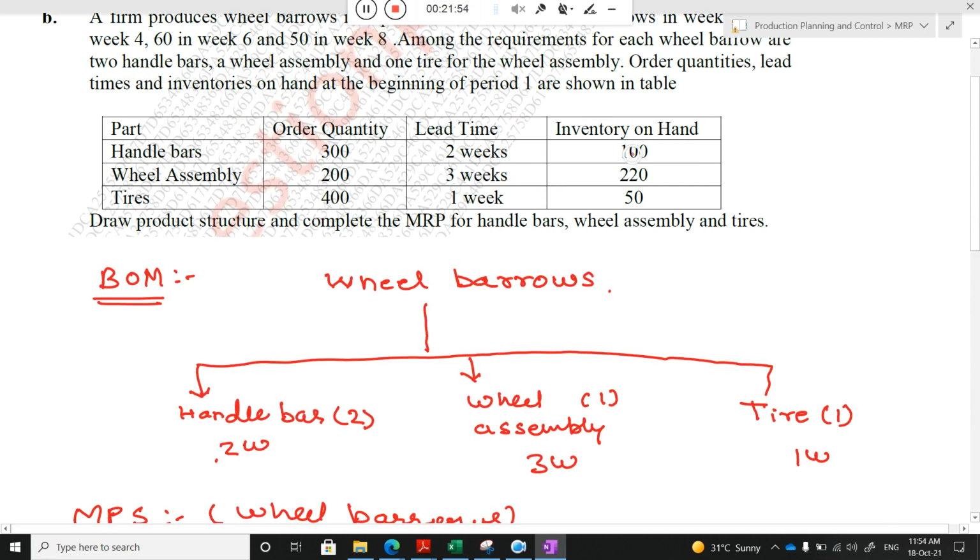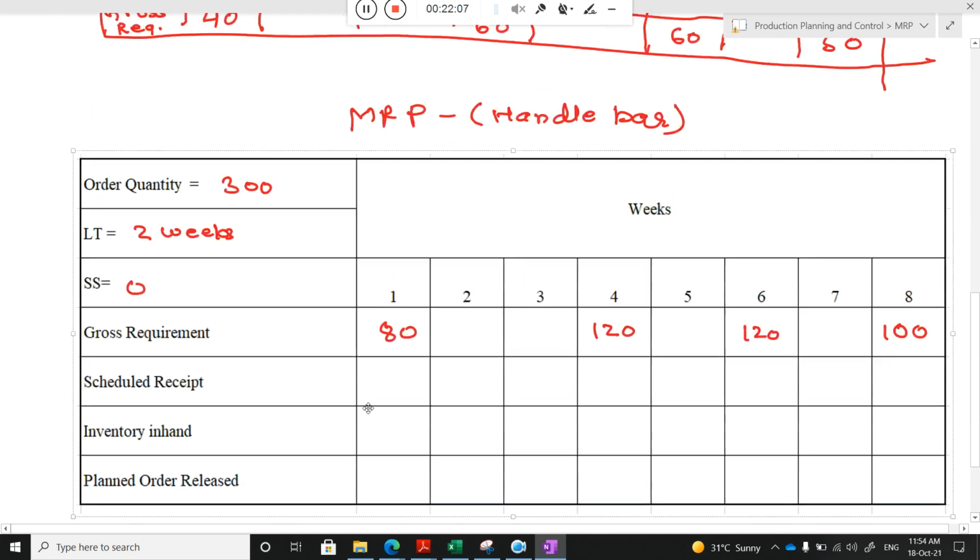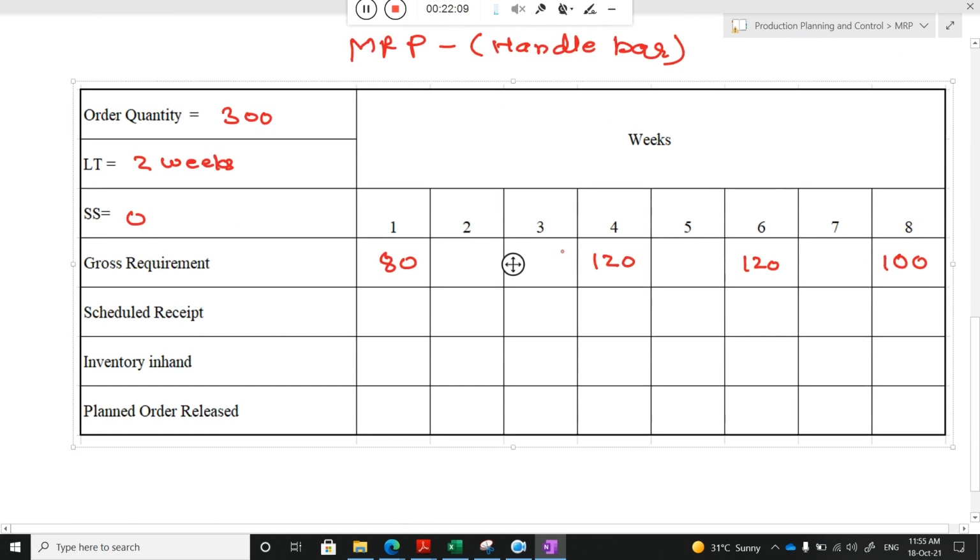Are you getting my point, class? The handlebar inventory on hand in the plant, how much inventory related to the handlebar is available in the present situation, that is the 100. So I will write that in this inventory in hand: there is the 100 available. Okay, so here, inventory in hand, can you tell me after 1 week what the inventory in hand is? 20. 20, very good.